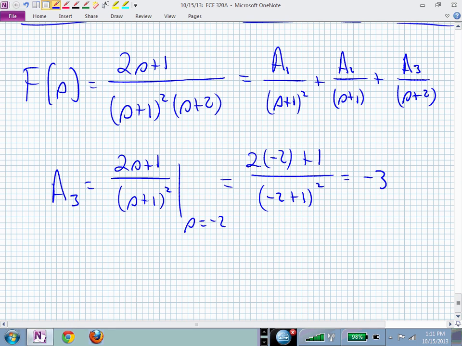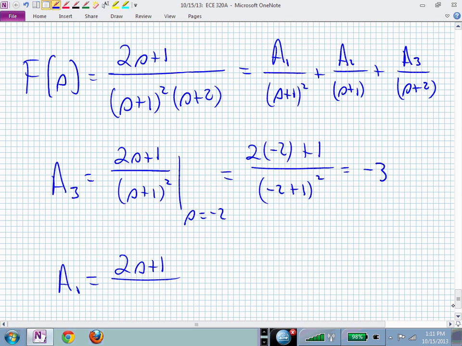Which of these remaining coefficients can I find, A1 or A2? A1, the one associated with the highest power of the repeated root. To find this, I now have 2s plus 1 over, I've now multiplied through by what was in the denominator of that A1 expression. What's remaining is simply the s plus 2 factor, and I evaluate that at the location where the A1 factor root vanishes, or at s equal to -1.